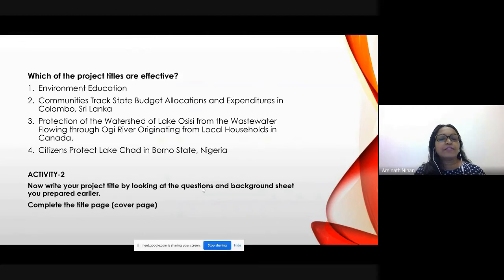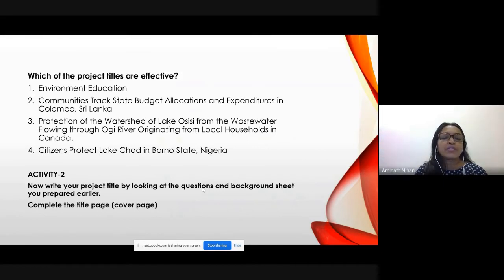If you look at the first one, it's too short. Environment education. What is it? What's going to happen? What's in the proposal? We don't know. The second one: communities track state budget allocation and expenditures in Colombo, Sri Lanka. Okay, so what happens, right? Why are they tracking it? What is the result they are trying to achieve? We don't know, it's not clear from the title, right?